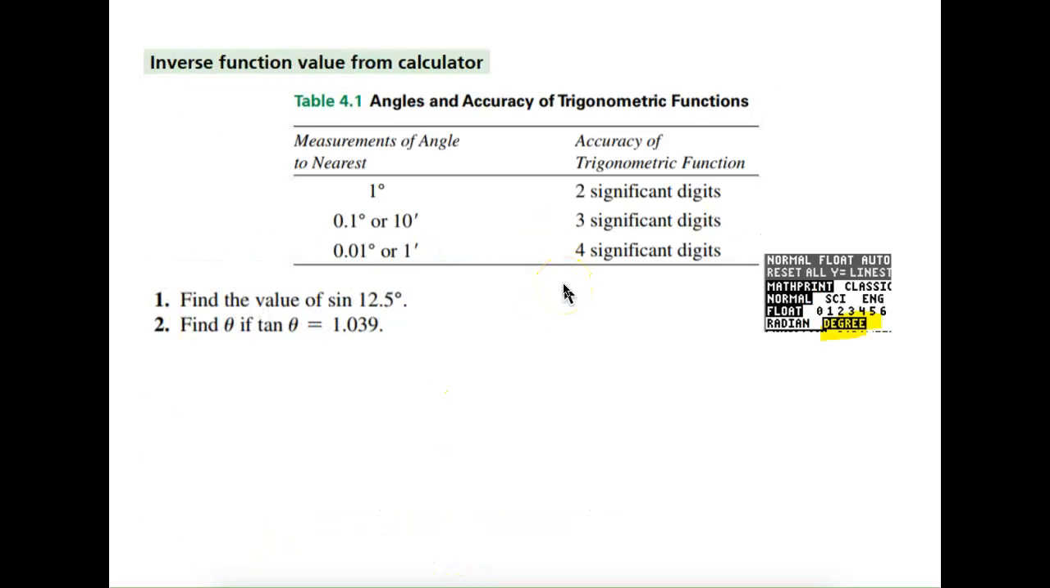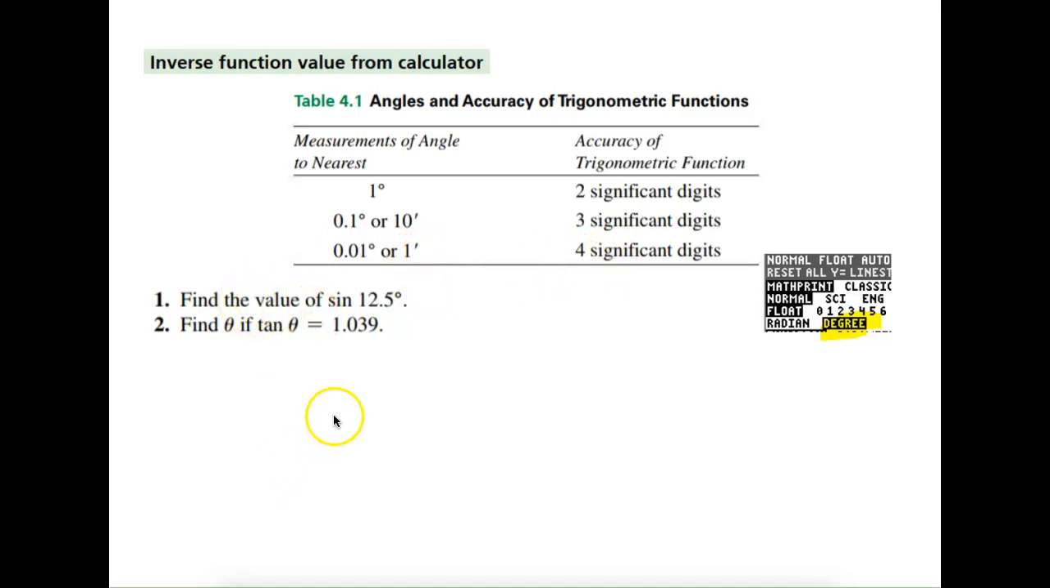Okay, so let's look at a problem. Here we're asked to find the value of the sine of 12.5 degrees. And this table is given in your e-text, showing how many significant digits you need to express your answer. If the measure of the angle is in degrees only, then you go 2 significant digits. If it's tenths of degrees or if it's in minutes, then you need to go 3 significant digits. If it's hundredths of degrees or 1 minute, then you need to be looking at 4 significant digits.